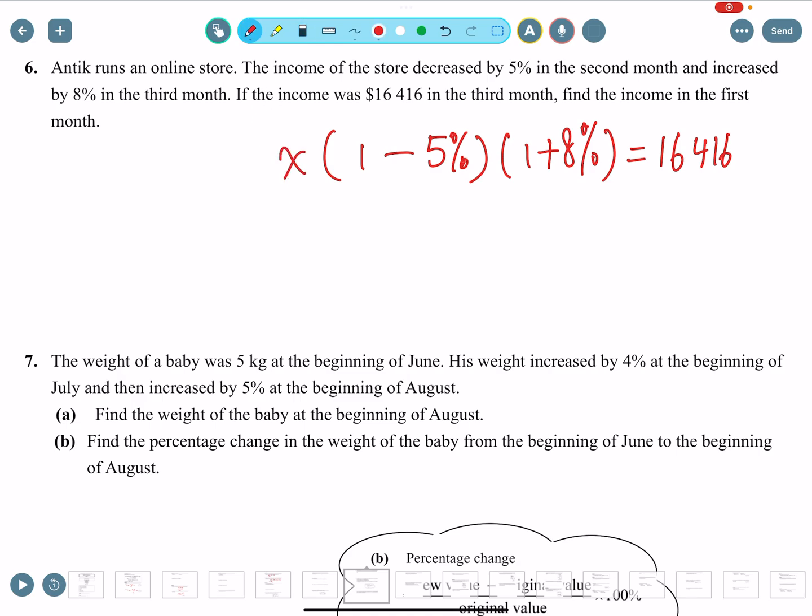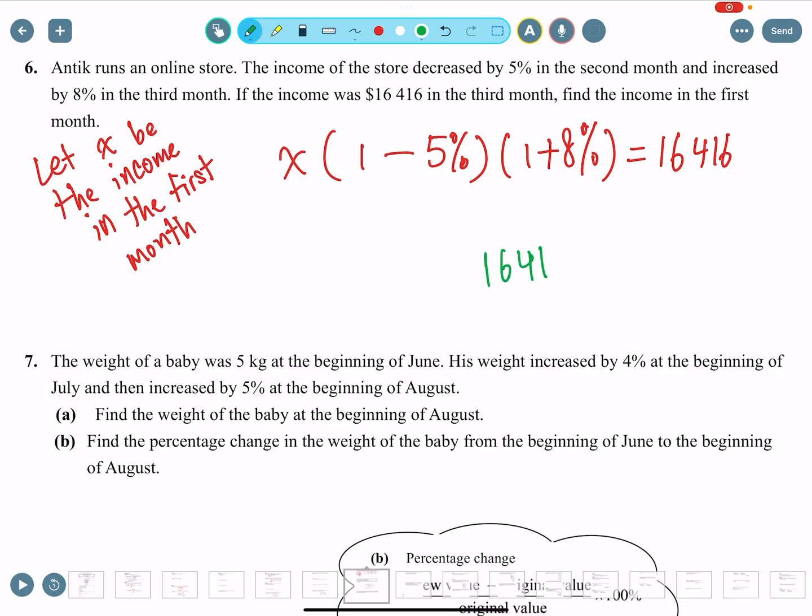So this is going to be x, and you have to declare x. Let x be the income in the first month. Now, some of you might try this. Some of you might go, if I go in the reverse direction, like 16,416, and then instead of increasing by 8%, I decrease it by 8% first, and then instead of decreasing by 5%, I increase it by 5%. Will I get the real original income?